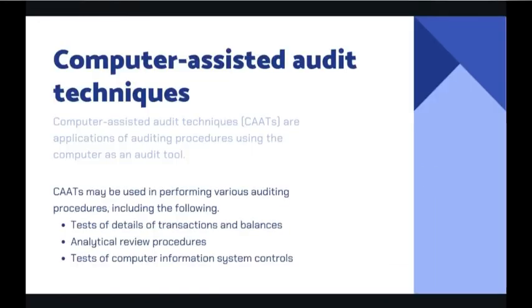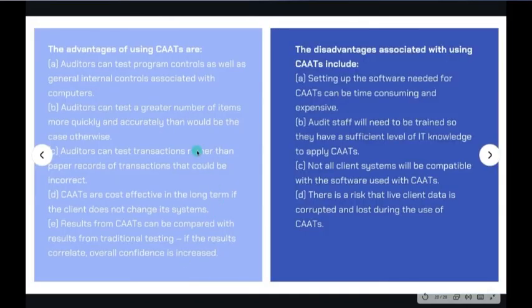The next topic is computer-assisted audit techniques. Computer-assisted audit techniques, or in short CAATs, are applications of auditing procedures using the computer as an audit tool. CAATs may be used in performing various auditing procedures like tests of details of transactions and balances, analytical review procedures, and tests of computer information system controls. And here I stated the main advantages and the disadvantages of using CAATs.